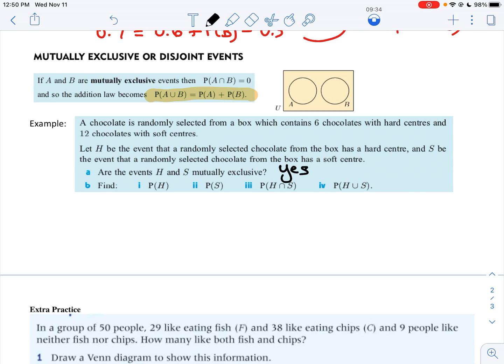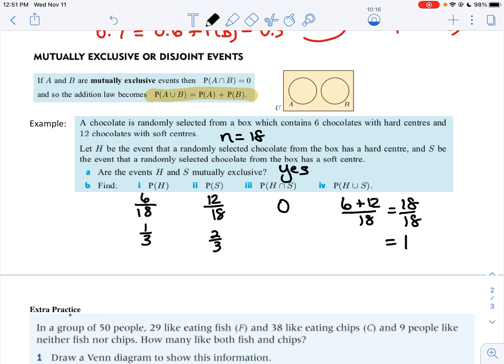So then, what is the probability of getting a hard center? Well, there's 6 plus 12, there's 18 total, so 6 out of 18 is 1/3. The probability of getting a soft center would be 12 out of 18, and we reduce all our fractions. All right, and then what do you think the probability of getting a hard center intersect a soft center is? Well, they're mutually exclusive, so it's 0. And then the probability of getting a hard center or a soft center, well, you would take 6 plus 12 over 18. That's 1, or 100%.